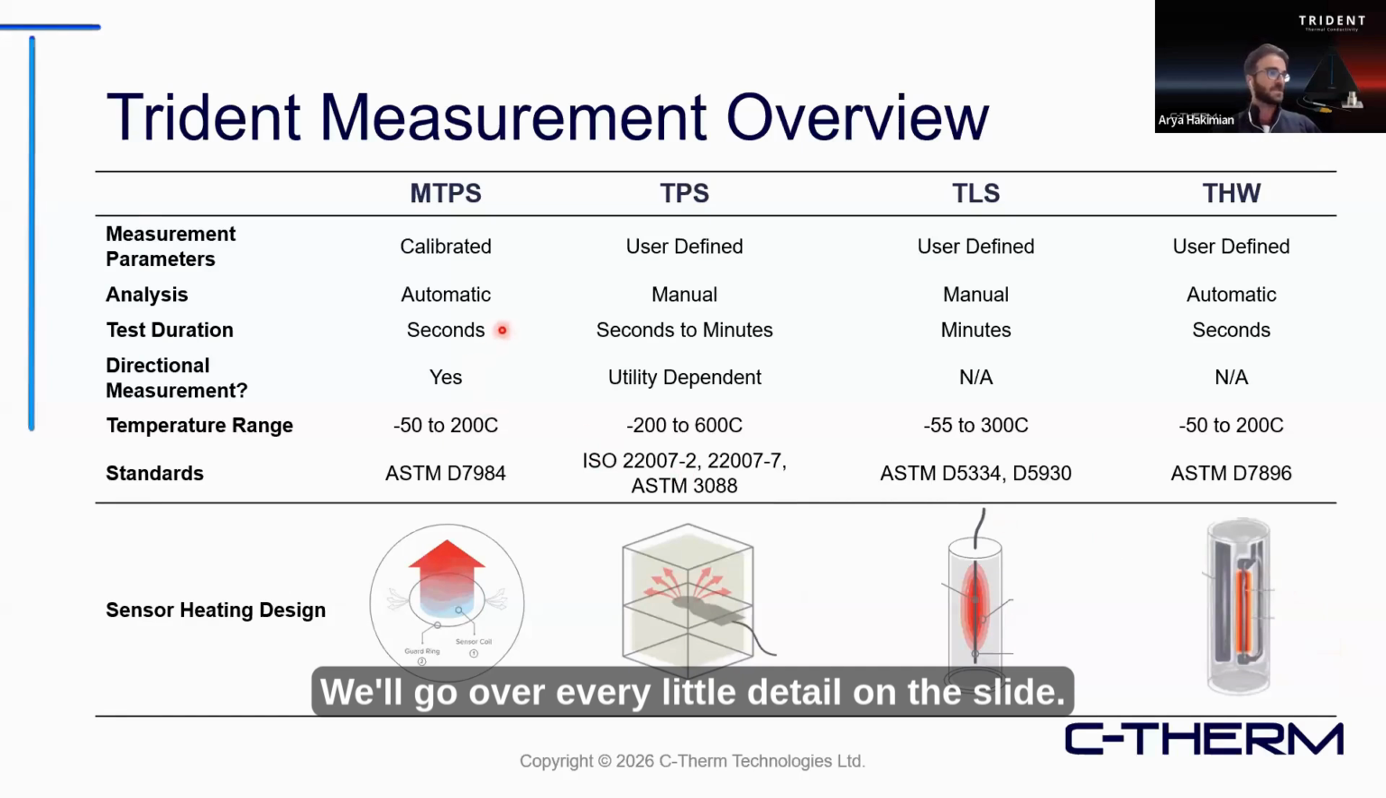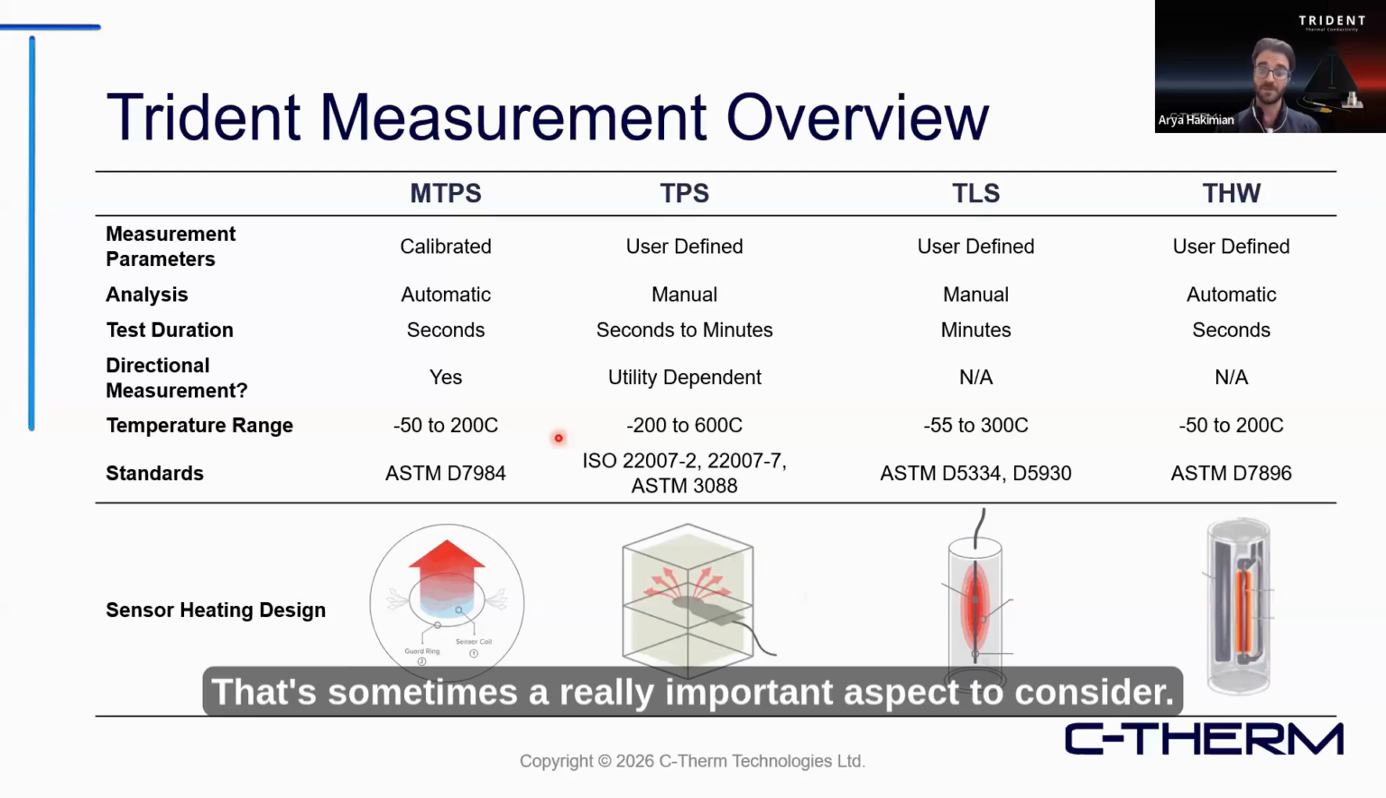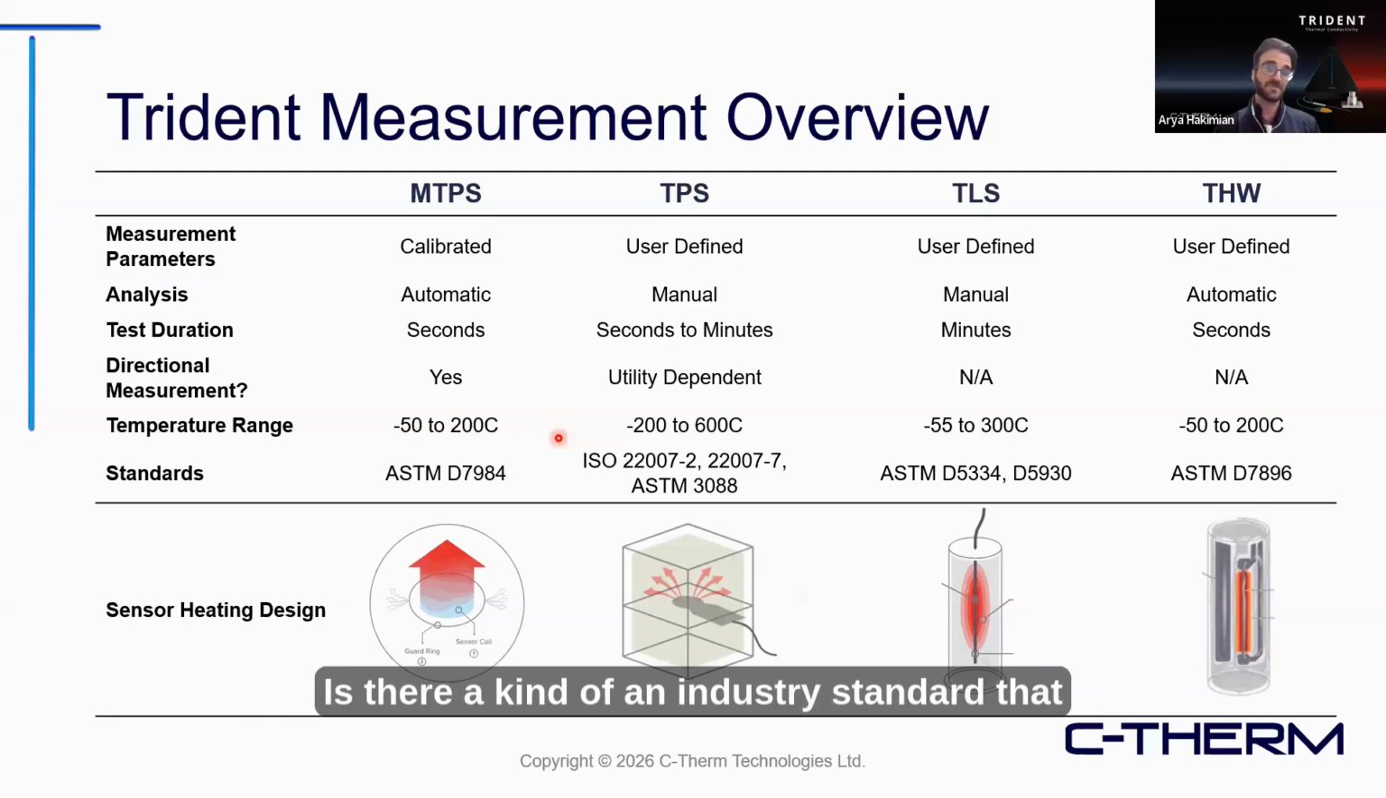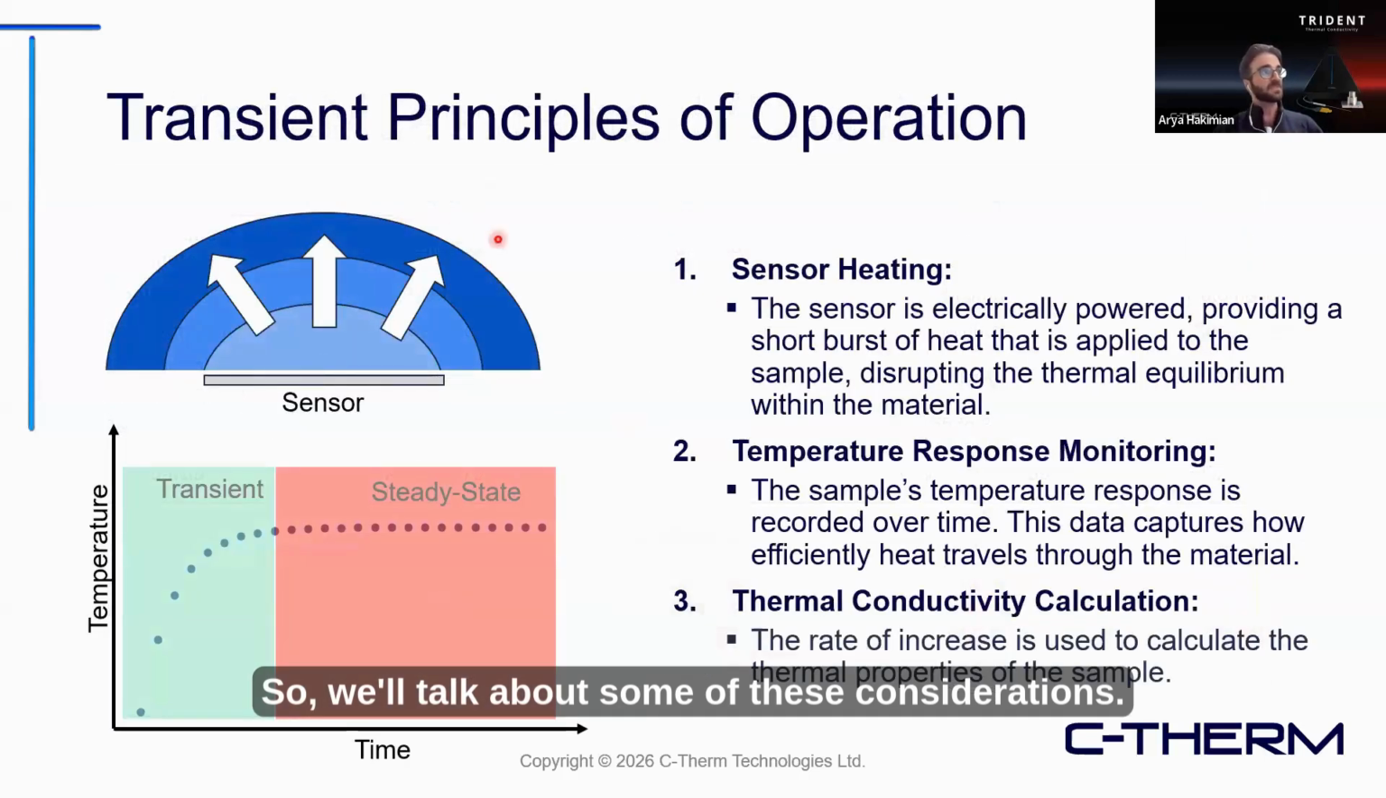I won't go over every little detail on the slide, but the main thing to take away here is that each method, of course, has different ranges of performance, different temperatures that they can accommodate, and different standards that they conform to. That's sometimes a really important aspect to consider: is there an industry standard that you need to have in your toolkit? Or maybe this is early R&D development where you're just looking for the quickest, easiest way to get some data. So we'll talk about some of these considerations.